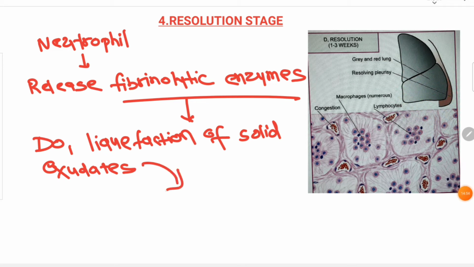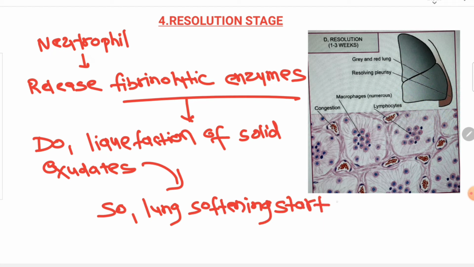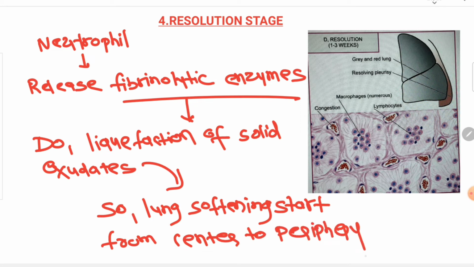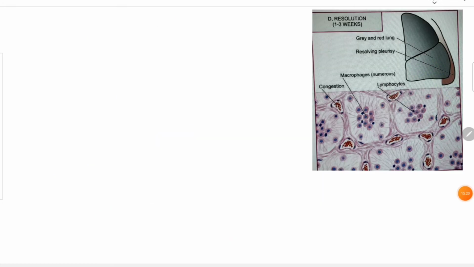So friends, now the lung softening will start. Now the lungs will no more form. They will start to lose their firmness. They will become soft from the center to periphery. Alright. So that is the stage of resolution. It lasts for 1 to 3 weeks.